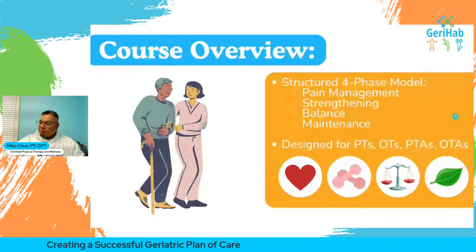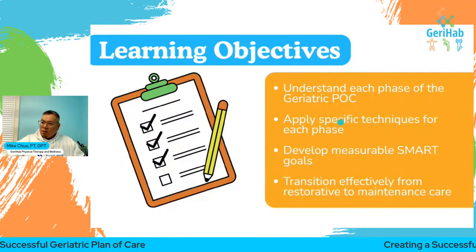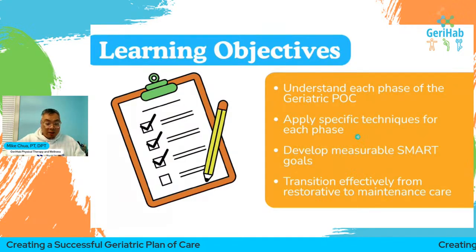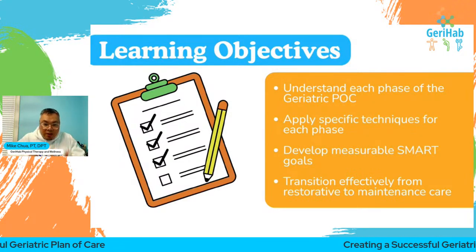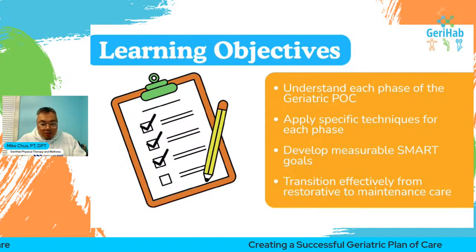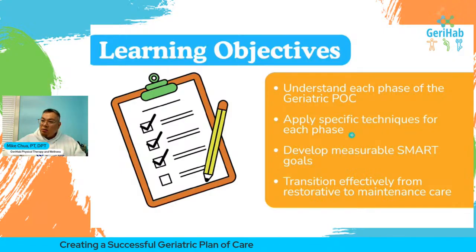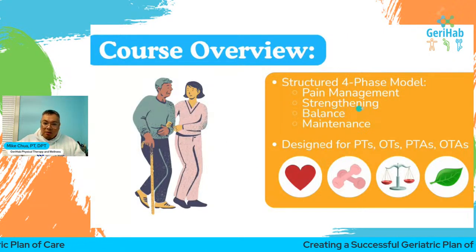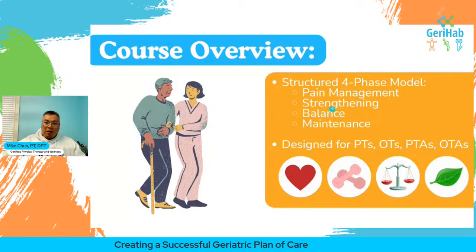So what are our objectives? We want to understand each phase of the geriatric plan of care. What is it for? What is it supposed to do? And then apply the specific techniques for each phase. We can't strengthen someone if the patient is still hurting. We can't improve their balance if they are still weak. Let me go back again to the phases. We cannot strengthen the patient if they're still hurting, and we can't improve their balance if they're still weak. How can they stand up and improve their balance if they don't have enough strength?